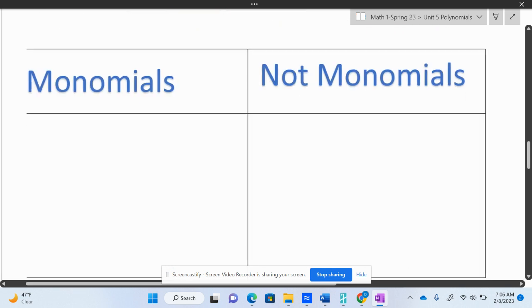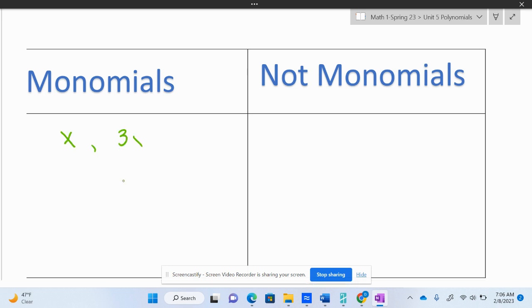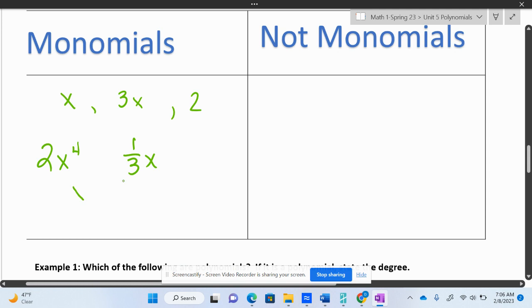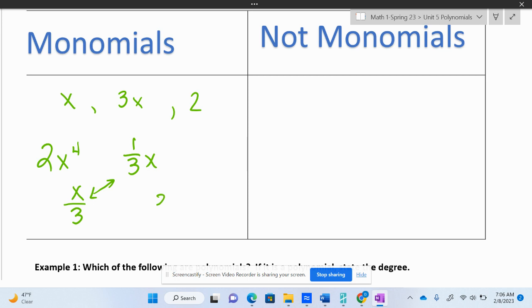So let's look at some examples of monomials. Monomials are things like x, 3x, a constant 2, maybe 2x to the power of 4, maybe 1/3 x, x divided by 3, which is the same thing as 1/3 x, 3x squared. So all of those are examples of monomials.